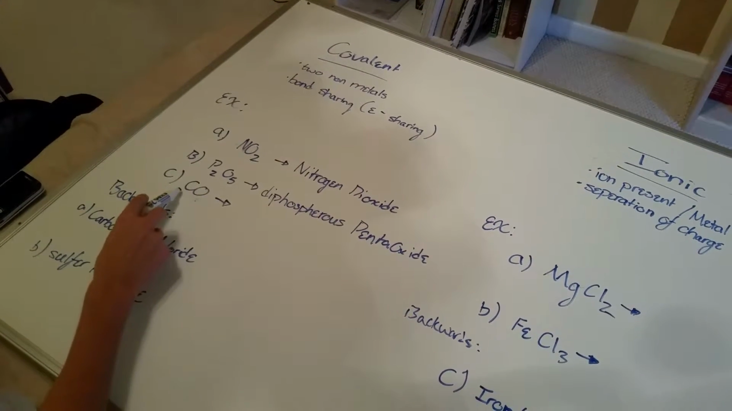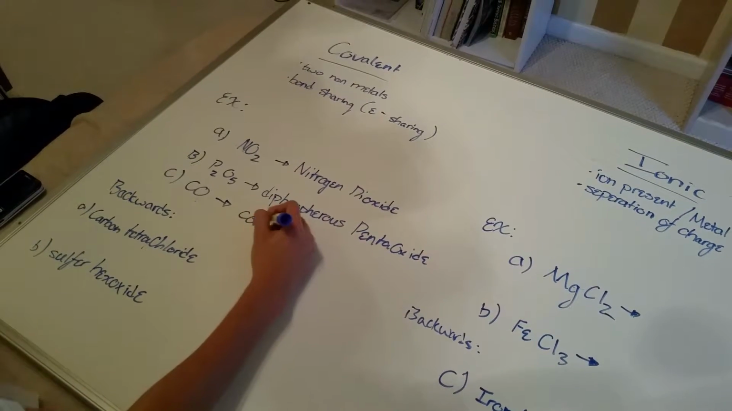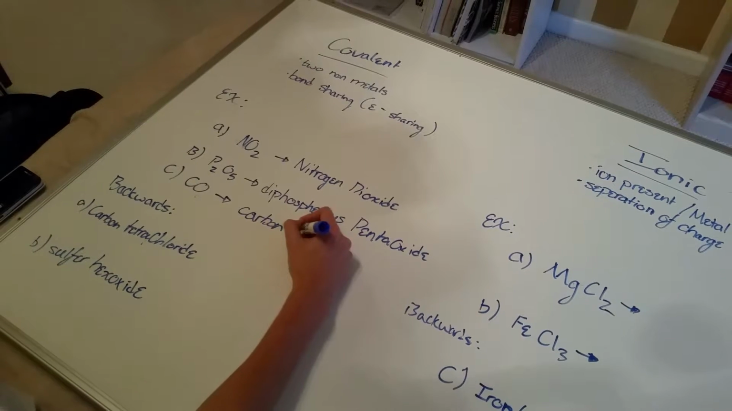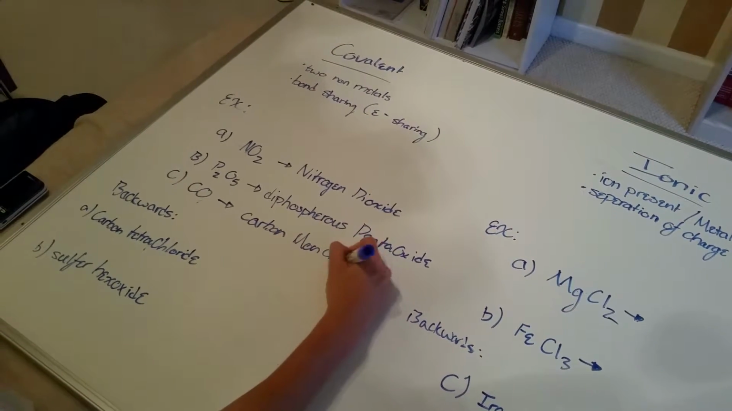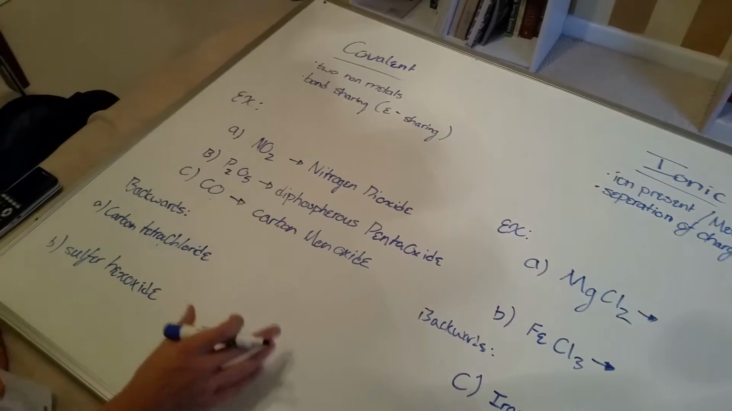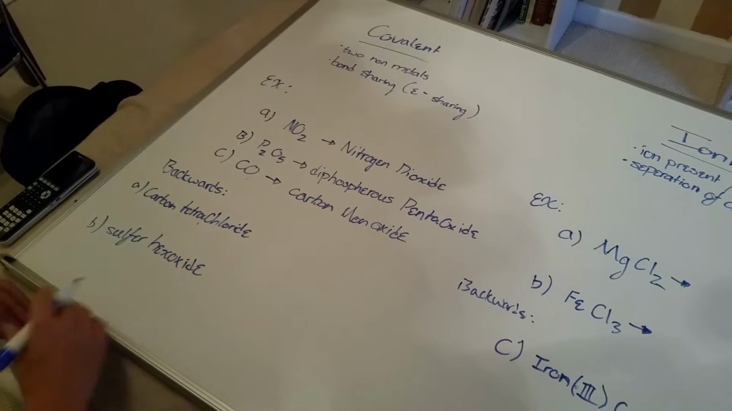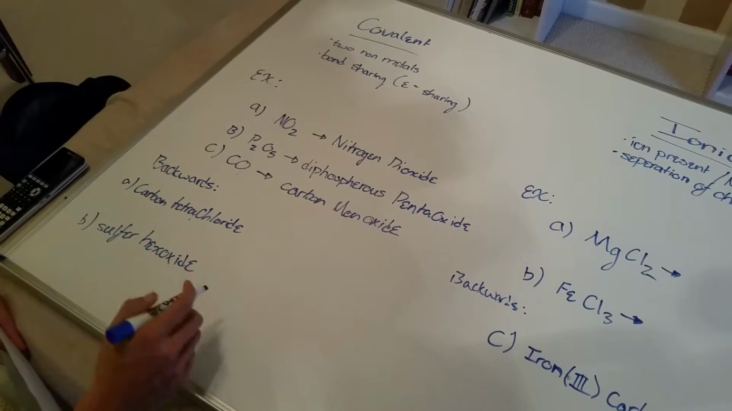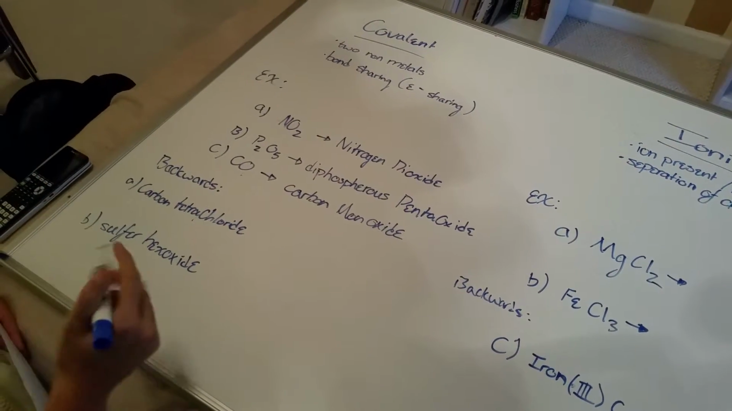And this one, since you have just CO, it would be carbon, and since you have to have a prefix for the second one, it would be monoxide. And that would be how you would write out these three. And you can do the exact same thing, but backwards, where you are given the name of it and you have to write the covalent bond.